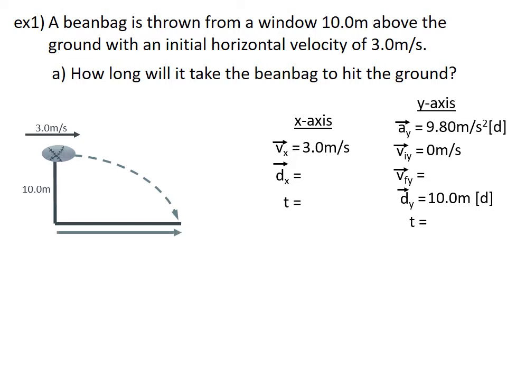Now, we don't know how far this thing is going to travel in the x direction, so that is unknown. We don't know how fast it's going to be traveling when it hits the ground. In the y direction, we know it's starting at 0, but we know it's going to be accelerating at 9.80 meters per second squared down, so we don't know how fast in the y direction it will hit the ground. We also don't know how long it will take for the beanbag to hit the ground. And the time is the same in the x-axis as it is in the y-axis.